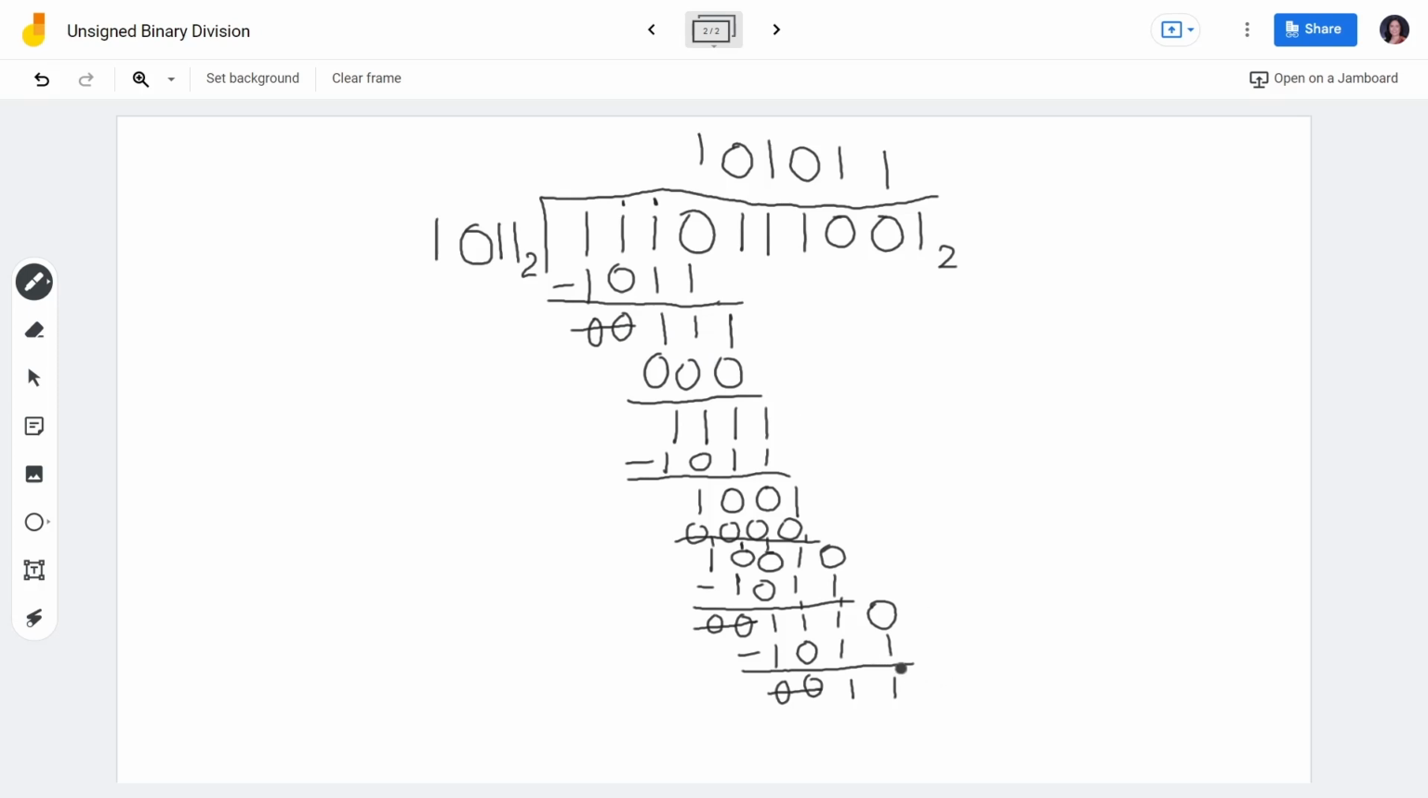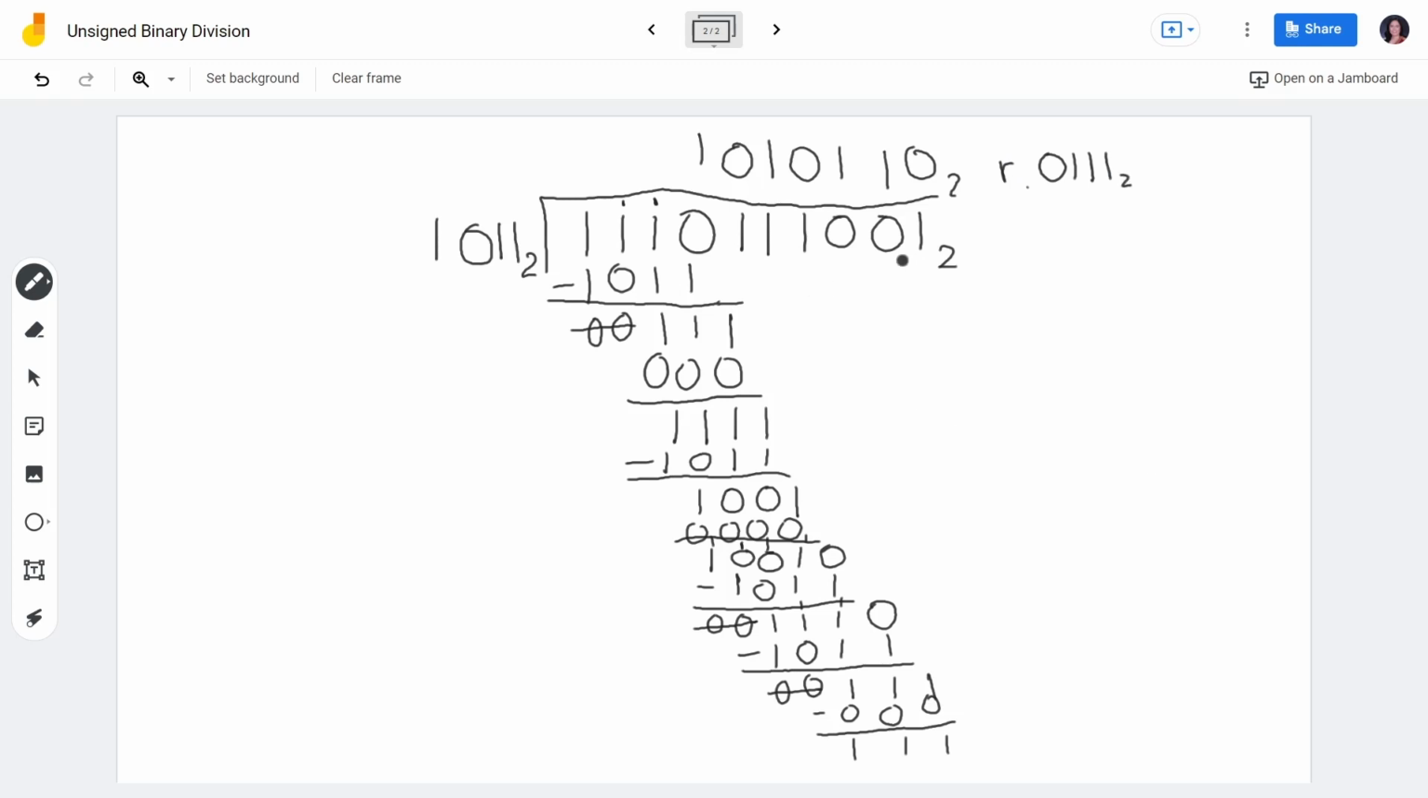Okay, next we have to bring down 1. So, is this larger than 1, 0, 1, 1? It's not. So we have 0. And then, let's just put 0. So, minus 0, 0. So, it will just have 1, 1, 1. So, this is our answer because this is already smaller than 1, 0, 1, 1. Remainder, we have 0, 1, 1, 1. Okay, so let's compute.